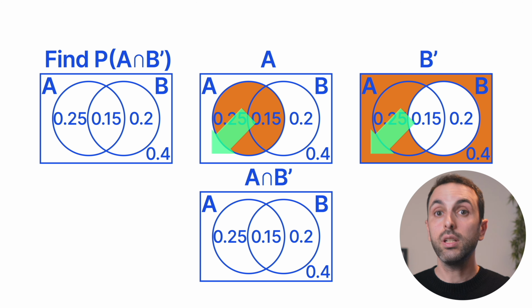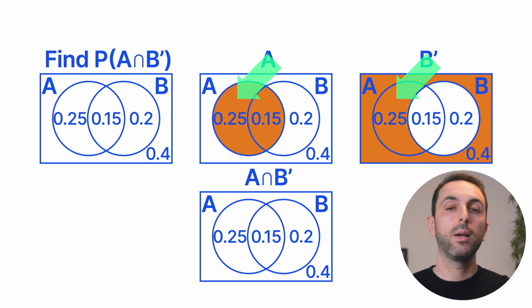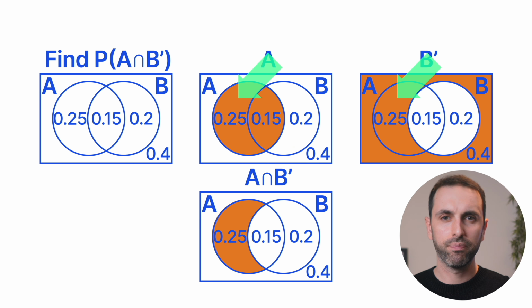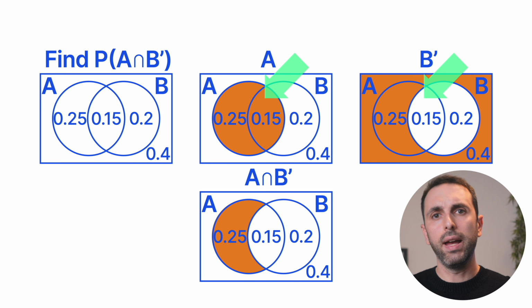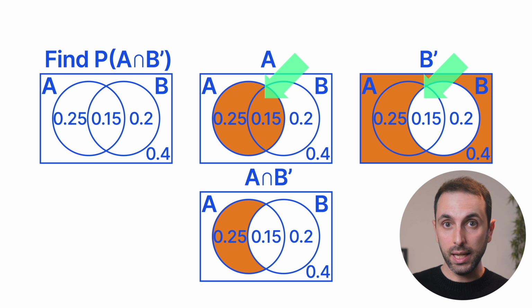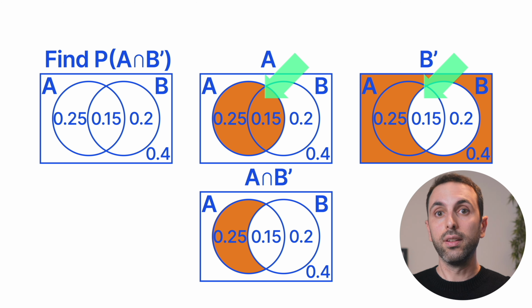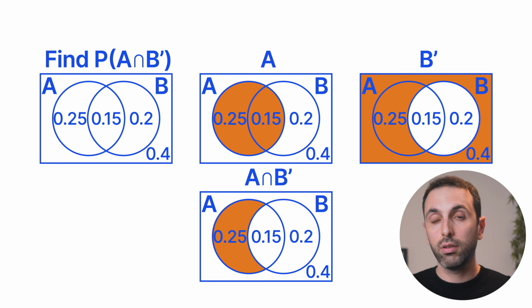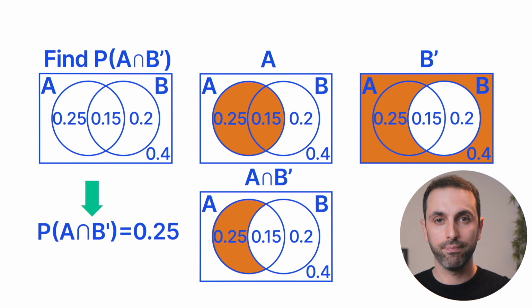Looking at this region, this is shaded for B complement, and it's also shaded for A, and since there is common shading, therefore we do include this. Looking at the intersect of A and B, this is shaded for A but not for B complement, and since there's no common shading, we don't include it. Looking at this region, this is not included since it's not shaded in either region, and as a result, the probability of A intersect B complement is 0.25.